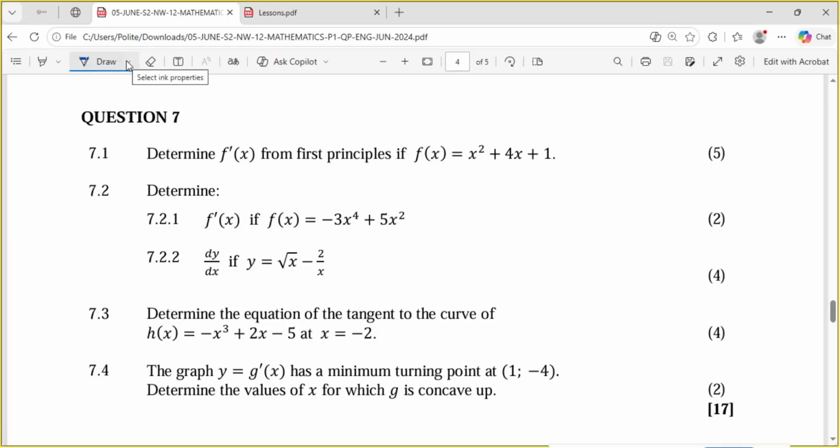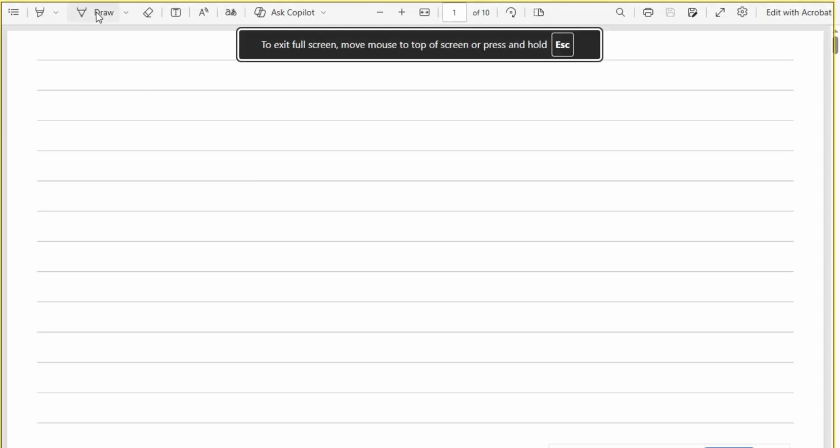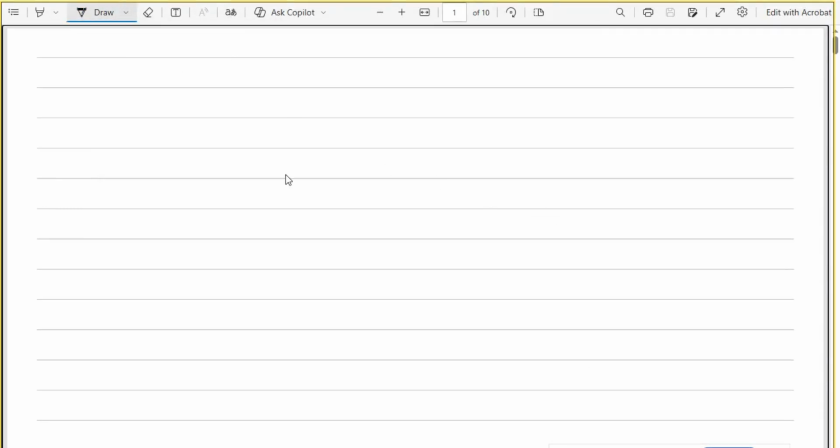Okay, look at the question that we have now. I want us to quickly push this question 7. First question, it says determine, from first principle, the derivative if f(x) equals x squared plus 4x plus 1. So I'm going to rewrite my equation this side. You can see my screen, right? Yes, sir. Okay, so they want us to find f'(x).